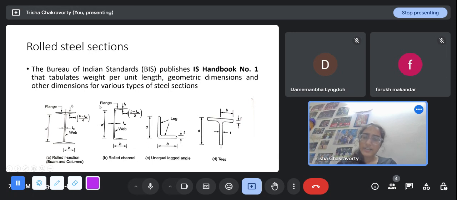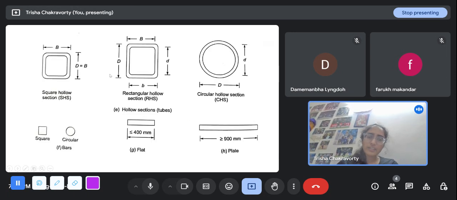This is a joist, this is a channel, this is an angle, this is a T section. These are some hollow sections, and these are rarely used. The bars, which are solid sections, have much smaller dimensions than concrete solid sections, and then there are flats and plates. And there is something called strips. I think flats, plates, and strips are distinguished by the length to width ratio.